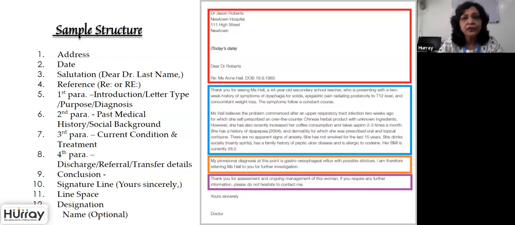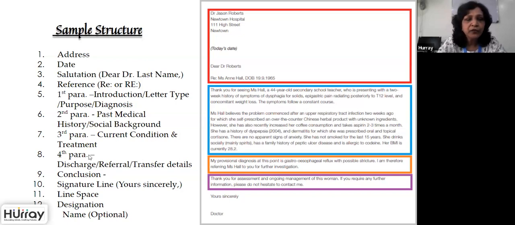And based on the diagnosis, what treatment was given, how the patient responded to the medication or to the treatment, and if the patient is doing well and is ready for discharge, up until that time, all these details should be in the third paragraph, which is current condition and treatment.